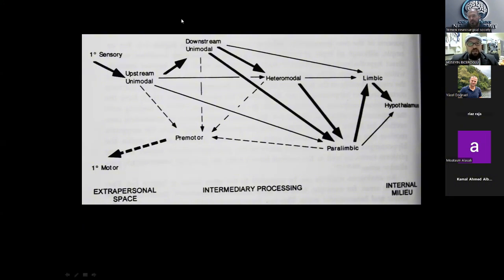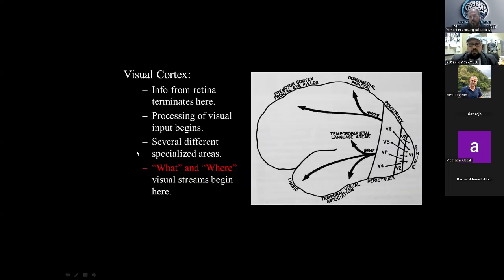The unimodal and heteromodal areas send data to the limbic areas, the hypothalamus, and also the paralimbic cortexes, and then the sensory motor connection has been done. So where is the visual cortex? The information from the retina terminates here. The visual cortex is here: V1, V2, V3, V4, V5.